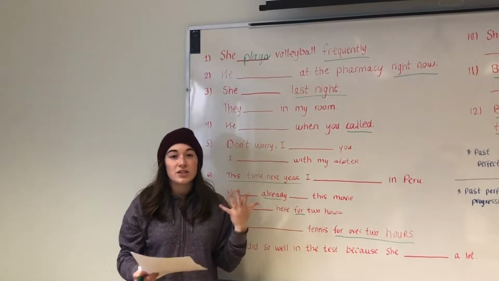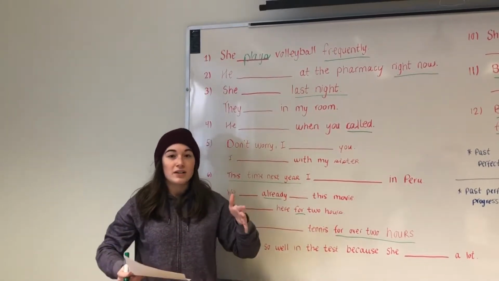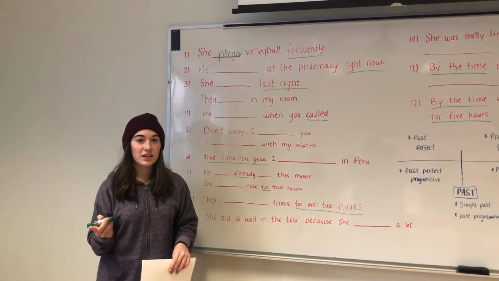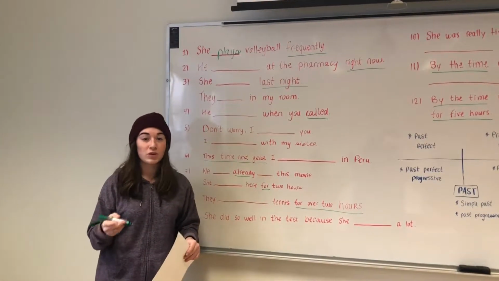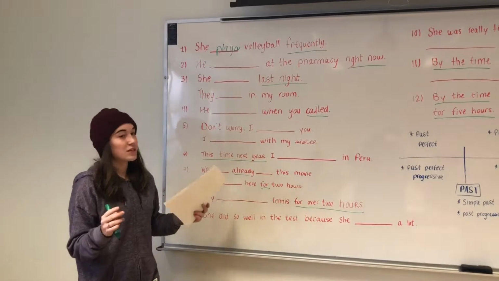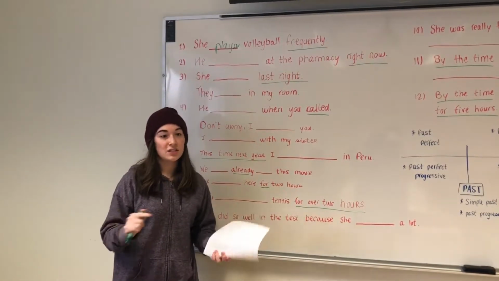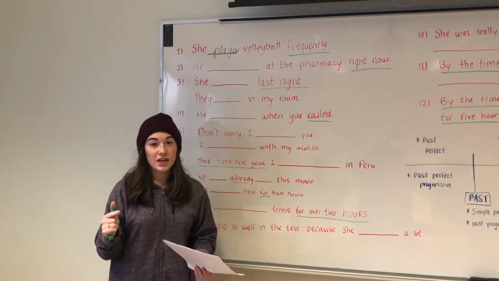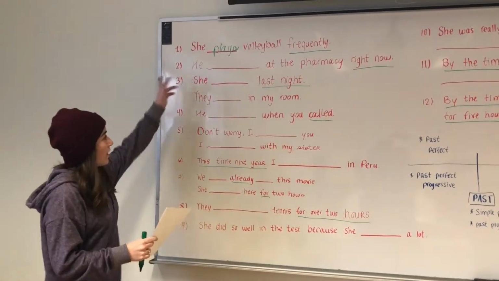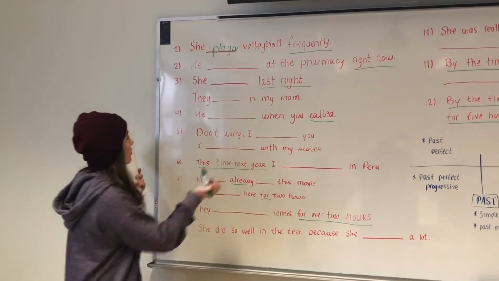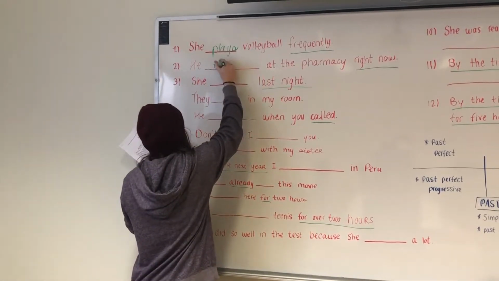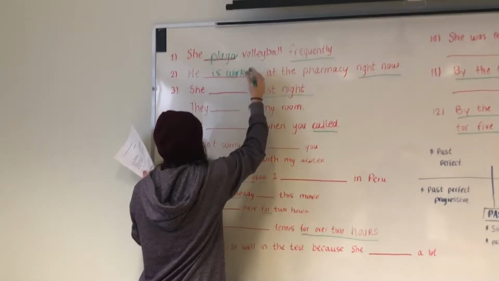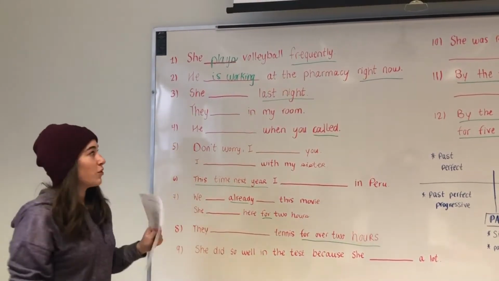Also, we have the present progressive. We use it for actions that take place right now, at the moment. So we can recognize it with keywords such as currently, this year, at the moment, right now. The form in an affirmative sentence is the subject plus the verb be plus the base form of the verb plus ing. So in this sentence, we will write he is working at the pharmacy right now because he is doing this at the moment. So we use the present progressive.